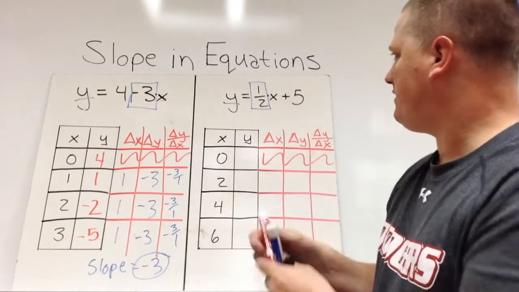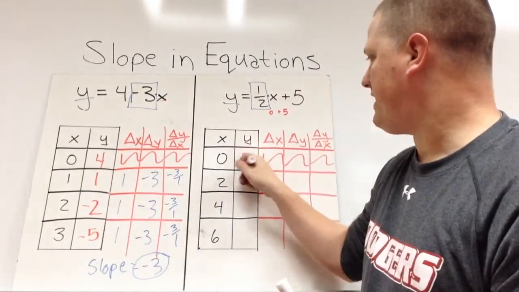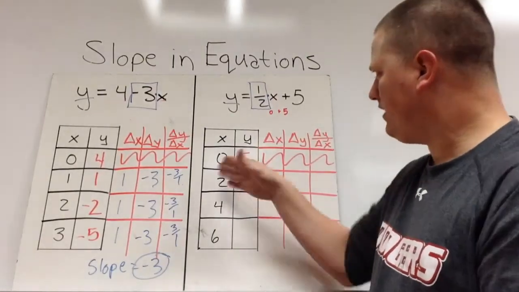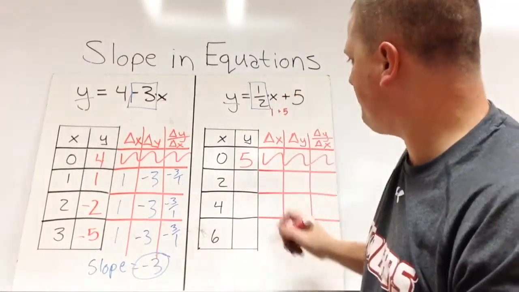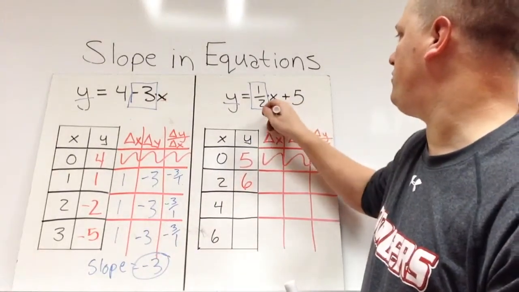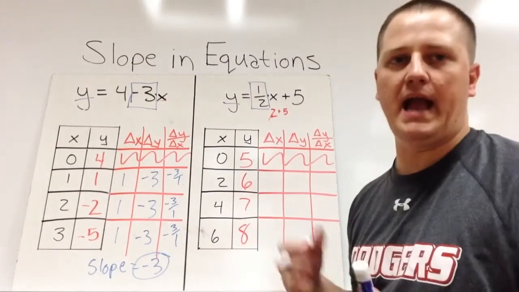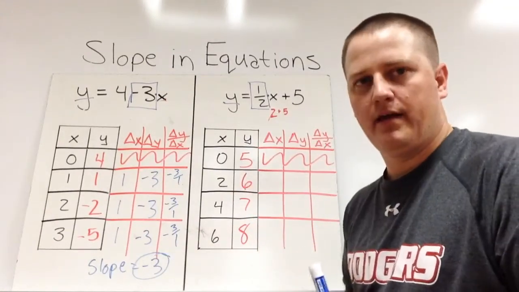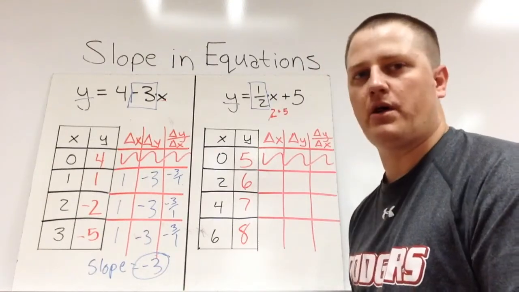So 0 in, we're going to get 0 plus 5, gives us 5. 2 1/2 would be 1 plus 5, which is 6. 4 1/2 would be 2 plus 5, which is 7. And that would mean this would be 8 using our pattern. Okay, we can always check our work using our calculator to kind of see what's going on here.